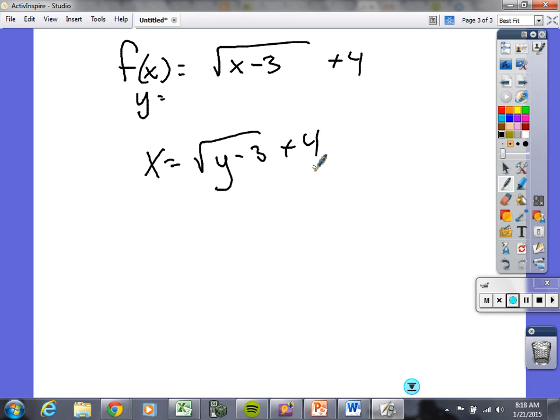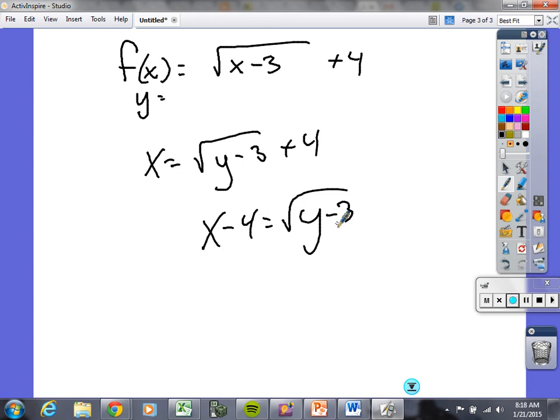Can't do that yet, though. After we subtract the 4 we do. So we're at x minus 4 equals the square root of y minus 3. If you have a question where I'm at on this, make sure, guys, you are paying attention to this and not your homework. We'll give you plenty of time to do it. Okay?